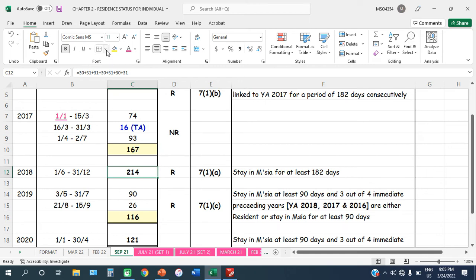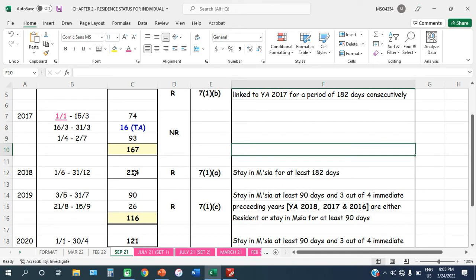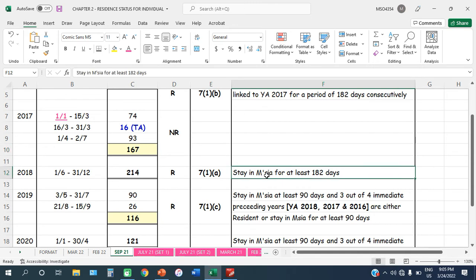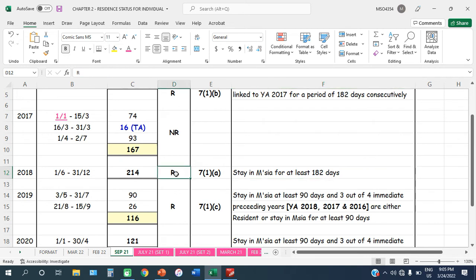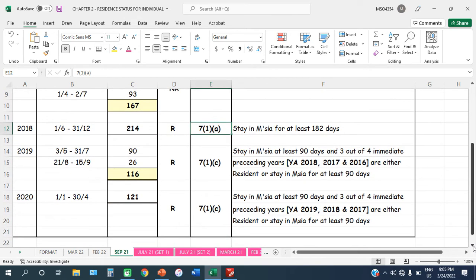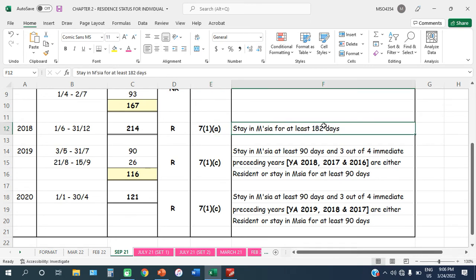Okay, guys, let's try to use a very obvious one. 214 is more than 182 days, isn't it? So, very clear cut. Resident under section 7, subsection 1A. So, how do we give reason? Stay in Malaysia at least 183 days. Do not give me more than. At least 183. At least meaning to say including 182.